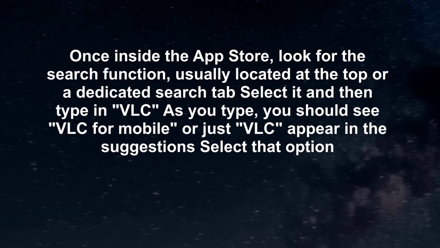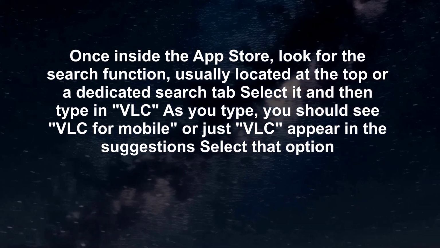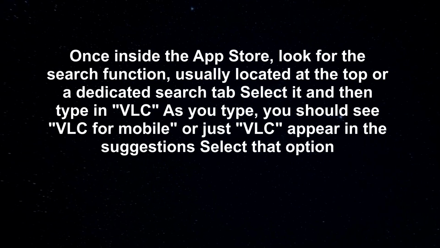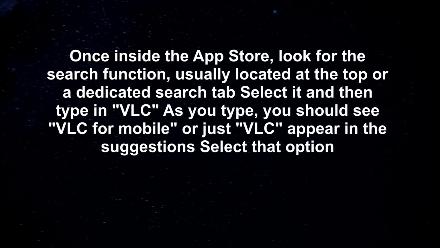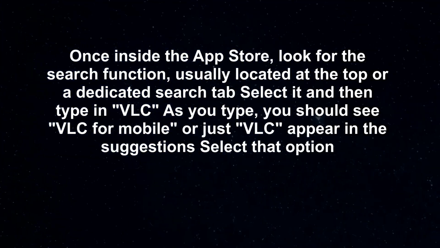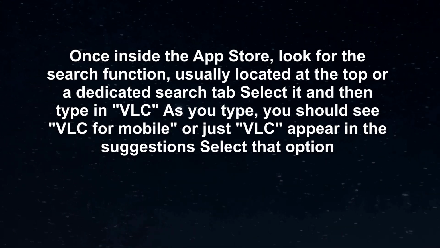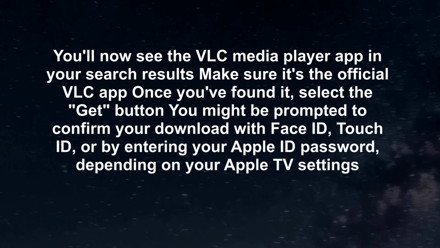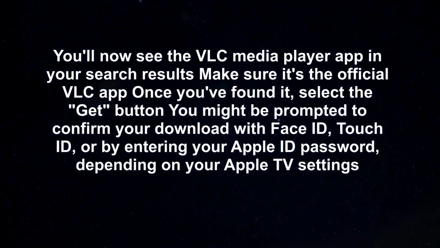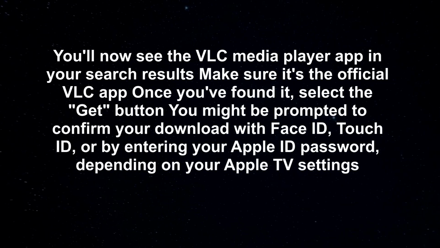Once inside the App Store, look for the search function, usually located at the top or a dedicated search tab. Select it, and then type in VLC. As you type, you should see VLC for mobile or just VLC appear in the suggestions. Select that option. You'll now see the VLC Media Player app in your search results. Make sure it's the official VLC app once you've found it.